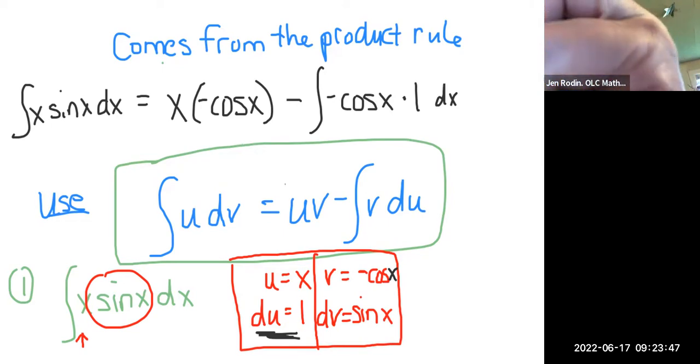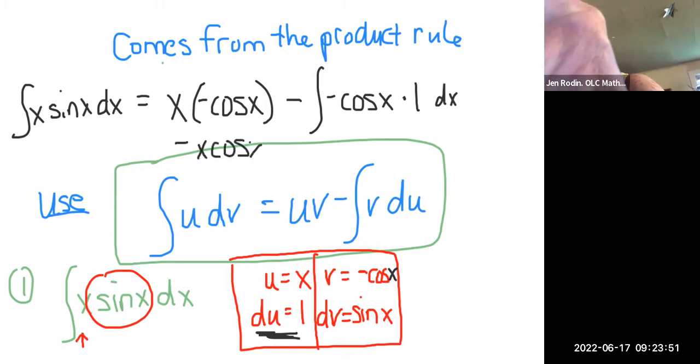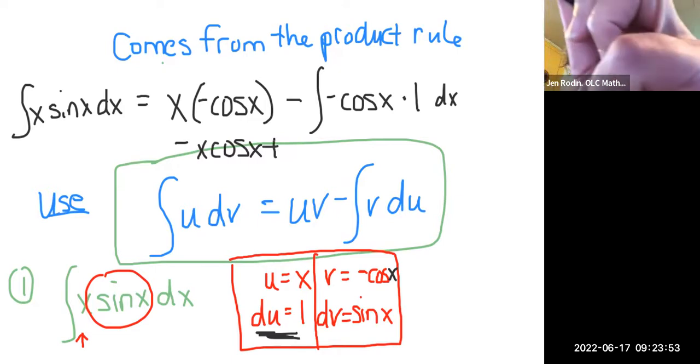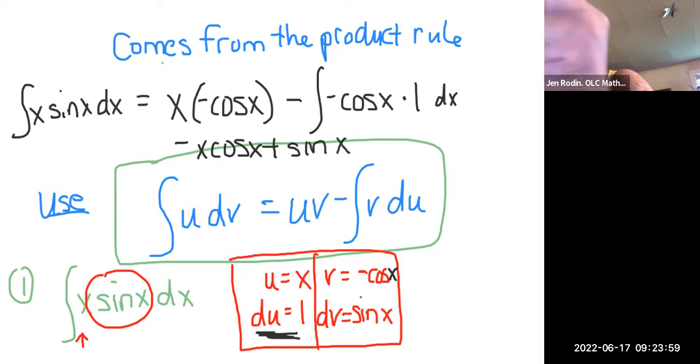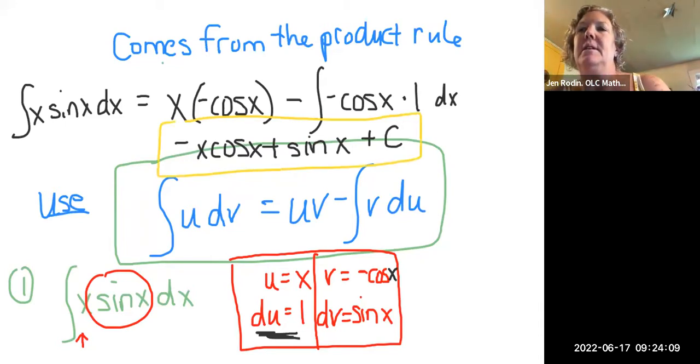So it's going to be negative x cos x plus the integral of cosine is sine times 1 dx, and that's all covered, plus c for that constant. So there we go.